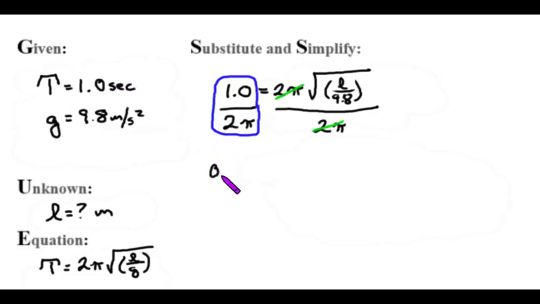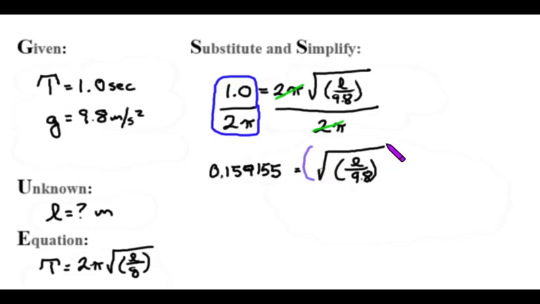I get a number, 0.1591155, and that quantity equals the square root of L divided by 9.8. Now I want to get rid of that square root, so I'm going to do something sneaky. I am going to square it, which is the opposite of square rooting. Whatever I do to the right, I've got to do to the left as well.